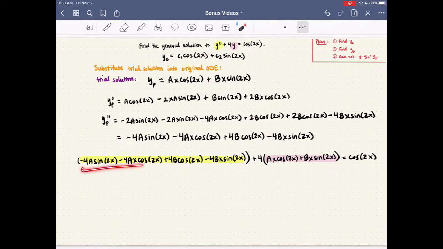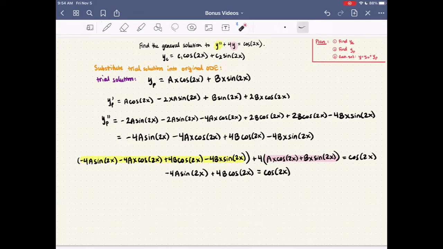All right, well, let's combine like terms on the left-hand side here. We'll end up with negative 4a sine 2x stays the same, but it looks like negative 4ax cosine 2x is going to cancel with 4ax cosine 2x over here. Same thing with this negative 4bx sine 2x. I've got plus 4 times bx sine 2x. So those terms are going to disappear. I'll end up with negative 4a sine 2x plus 4b cosine 2x. And that's all equal to my right-hand side, cosine 2x.